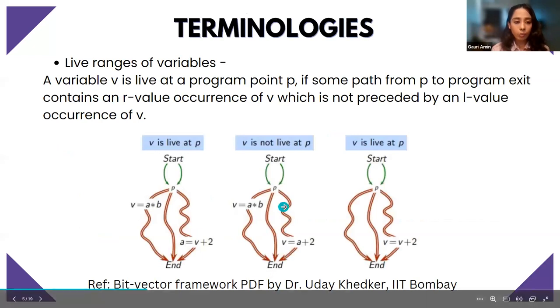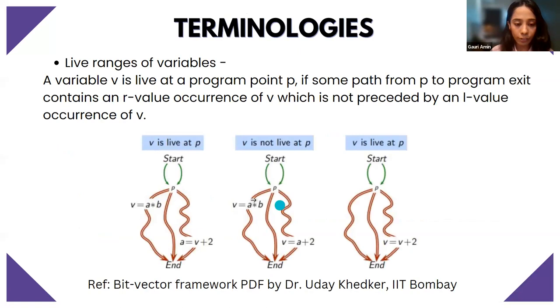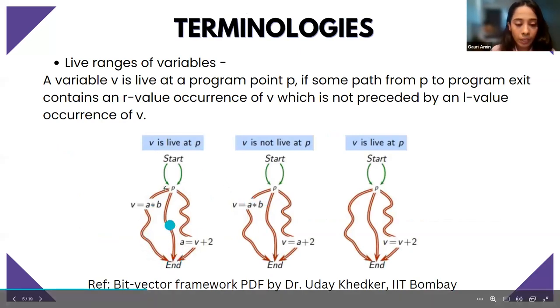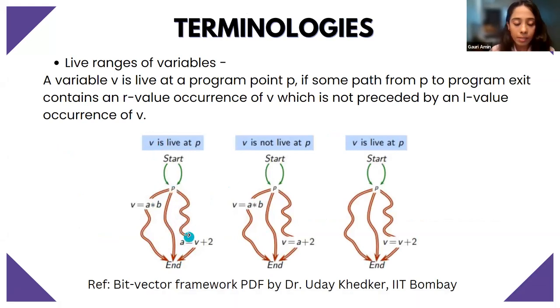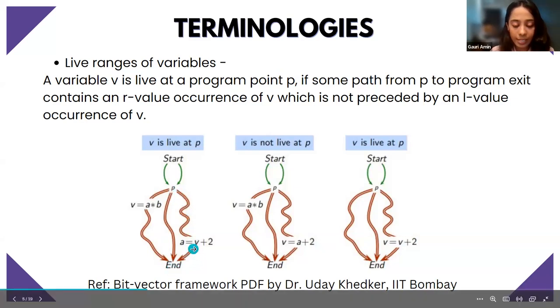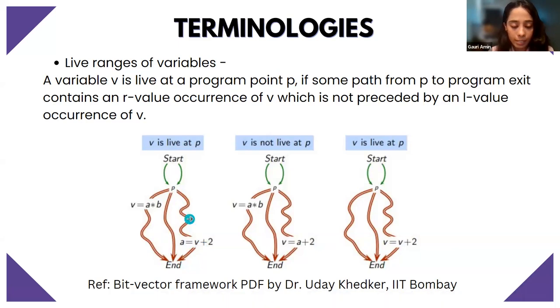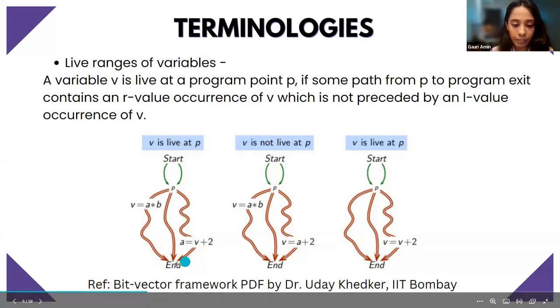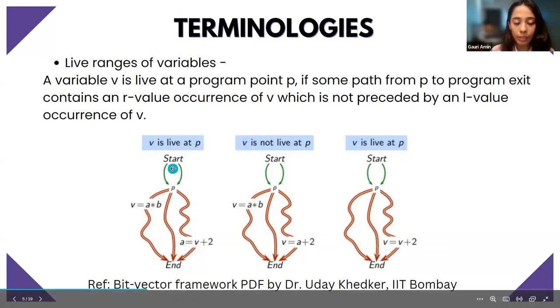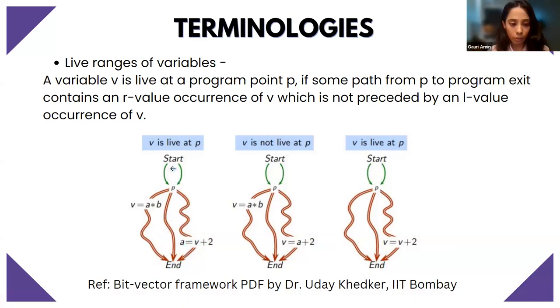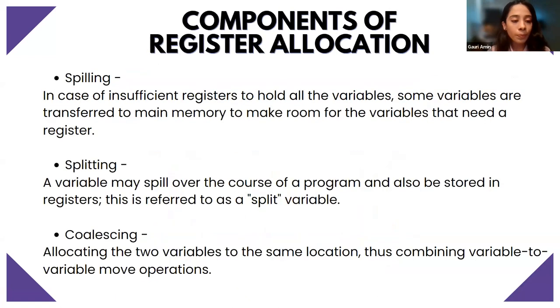So here are some terminologies which we'll be using in our algorithms. One is the live range of variables. So this is the term, as you can see in this diagram. We can say that variable V is live at a point P, because over here there is a path from P till the end, and V has an R value, but it doesn't have an L value. So basically it is read, but it is not defined along this path. So we say that V is live. So this is one of the terminologies, live ranges of variables.